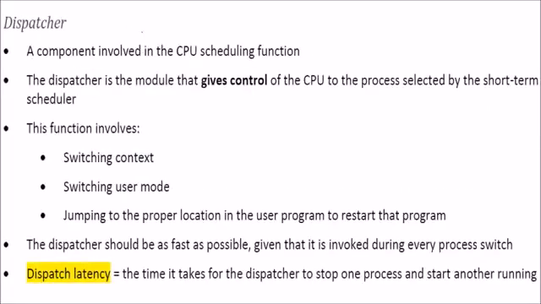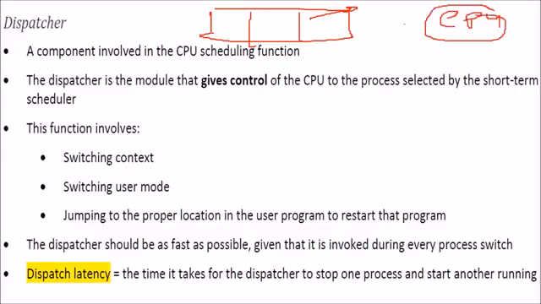The dispatcher is very important, because as we said, once the ready queue is there, which process has to be selected is formulated by the short-term scheduler. Now, which module takes this process to the CPU? It is nothing but the dispatcher. So the dispatcher is the module that gives control of the CPU to the process which is selected by the short-term scheduler.